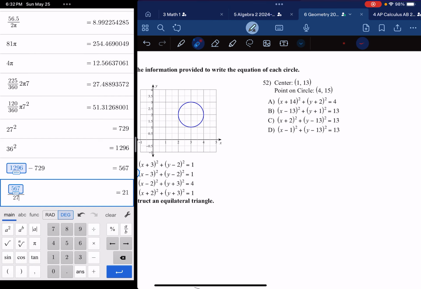All right, then I move on to 52. So I know that my center is going to be right 1, therefore I should be having a minus 1, and the correct answer is D. Let's go through the rest of it. I should be going up 13, so I do minus 13.